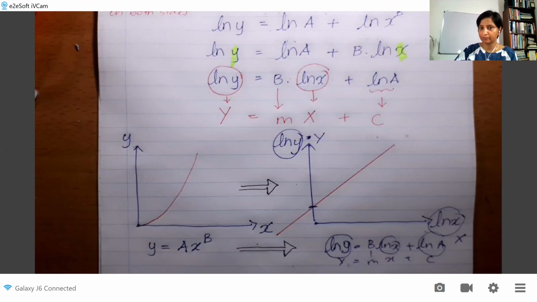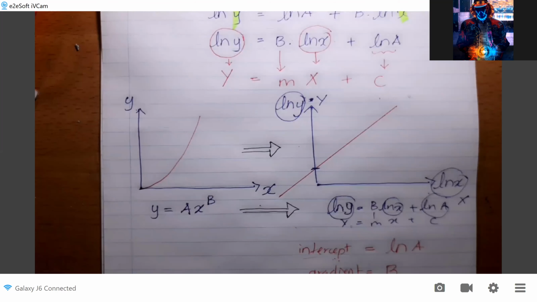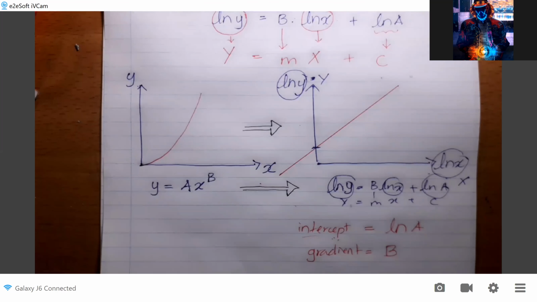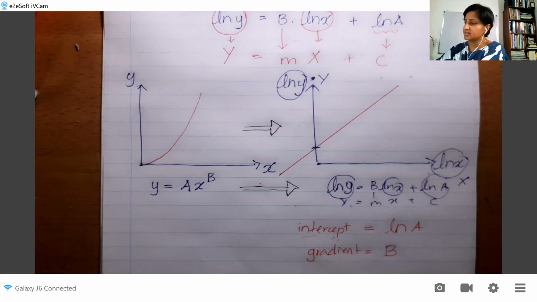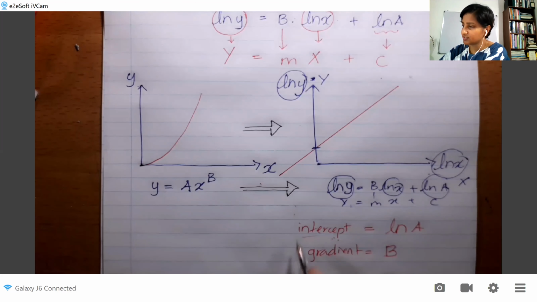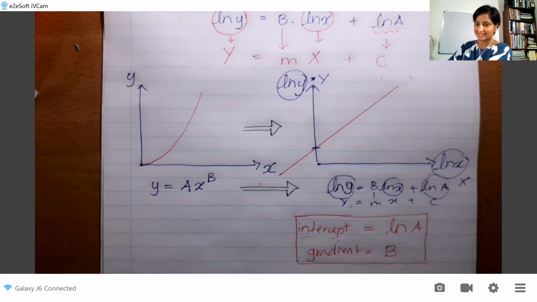Can I move the paper a bit more upward? Okay, up to here. So finally this is what enables you to find two features of the graph, intercept and gradient. Simply intercept and gradient lets you find what A and B are, because intercept is equal to ln A and gradient is equal to B. So we'll do an example after we complete the full theory part here.